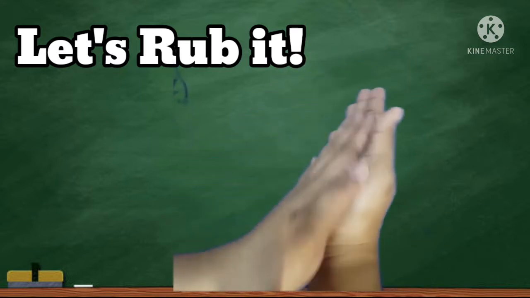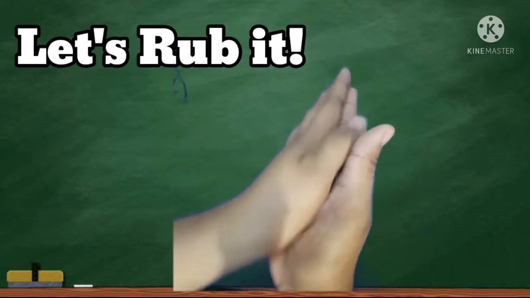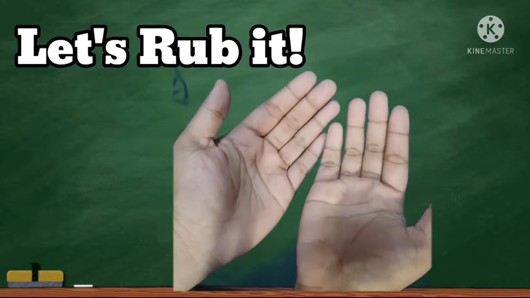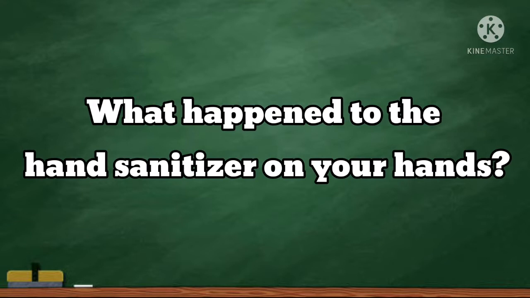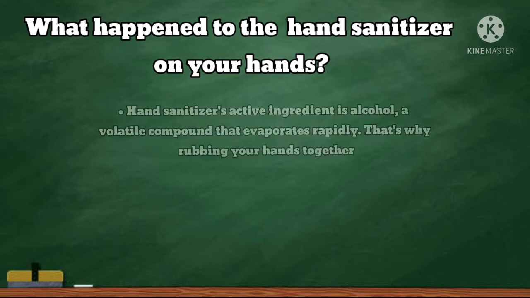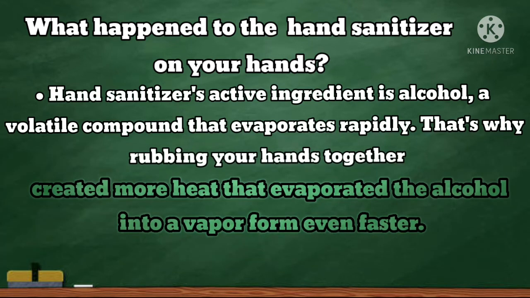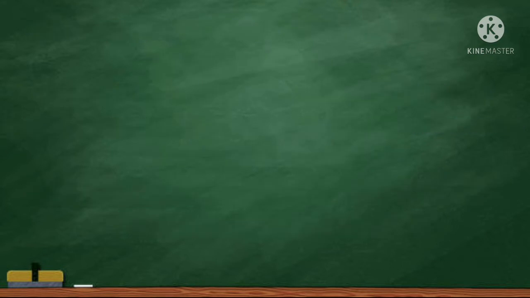And now we're almost finished rubbing our hands for 35 seconds. And there we go, we're done. After rubbing it for 35 seconds, question: what happened to the hand sanitizer on your hands? Correct. Hand sanitizer's active ingredient is alcohol, a volatile compound that evaporates rapidly. That's why rubbing your hands together created more heat that evaporated the alcohol into a vapor form even faster.